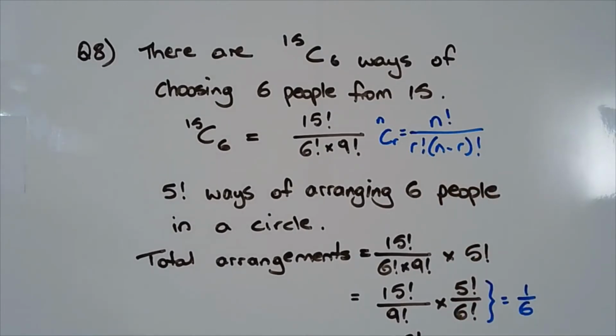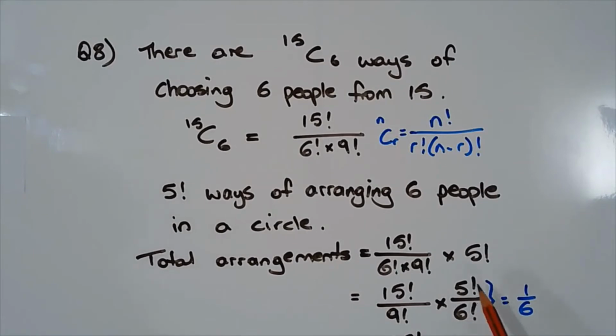Now that we've chosen the 6 people, we need to arrange them in a circle, and we need to work out the number of ways that that can be done. We fix one person, and then we work out the number of ways that the remaining 5 people can be arranged in a circle around that person. And that gives us 5 factorial ways of arranging those 6 people in a circle. So by the fundamental counting principle, the total arrangements is equal to 15 factorial over 6 factorial multiplied by 9 factorial multiplied by 5 factorial. And this equals 15 factorial over 9 factorial multiplied by 5 factorial over 6 factorial.